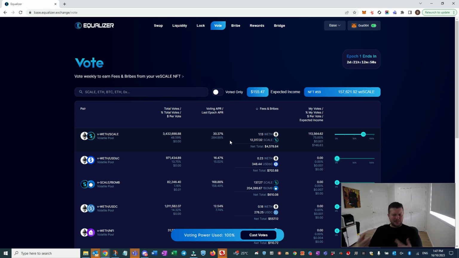So it becomes a pretty cool system once you get involved. You get a bit of scale in there, and you come in and vote each week and you see where you can best spread your vote, where you can best earn.